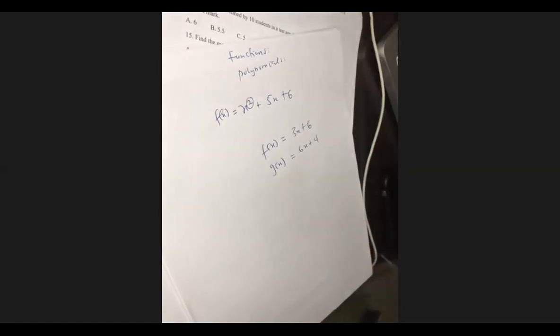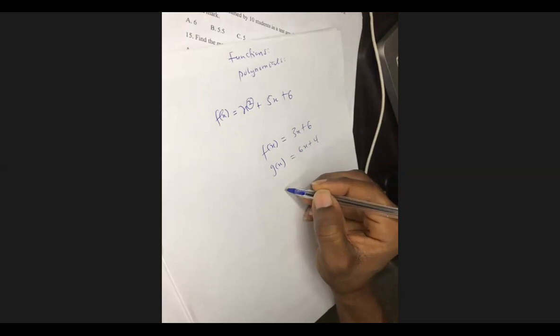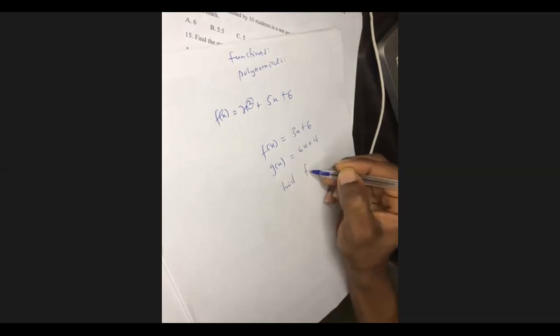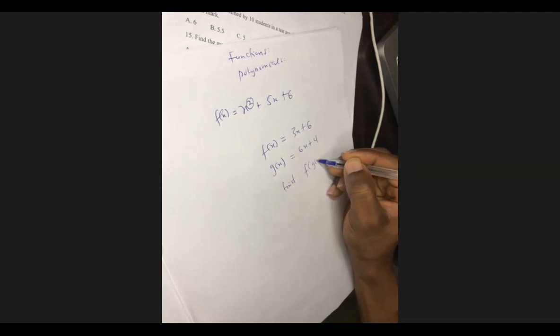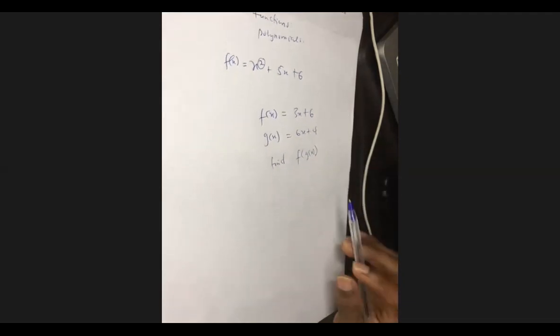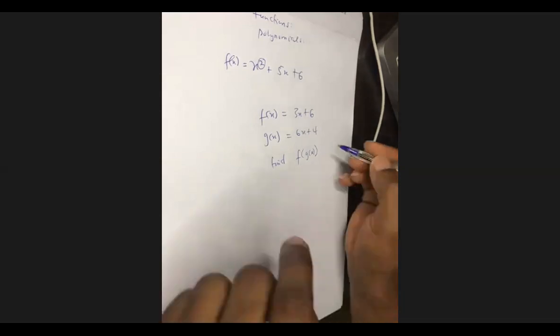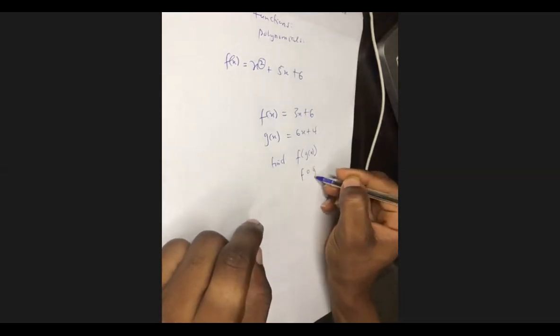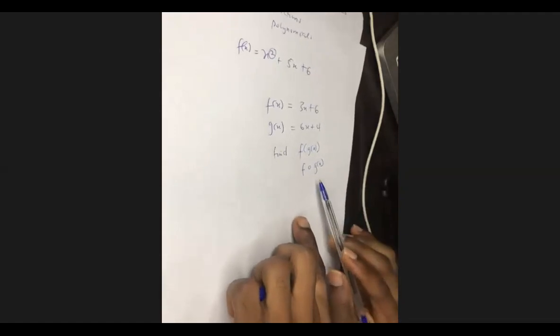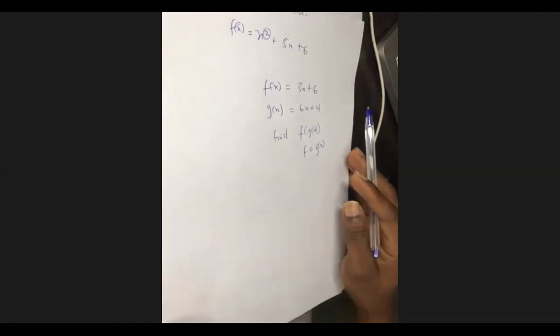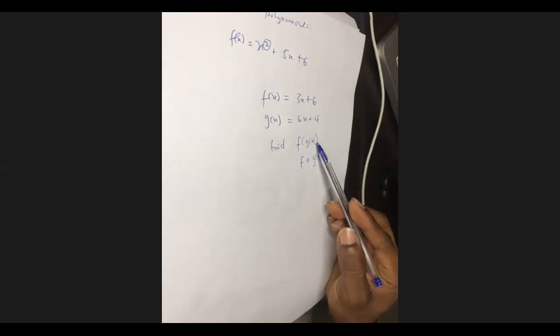f of g of x. Have you encountered something like that? Yes, sir. Now, this is something that is very, very easy. When they give you find f of g of x, or it can also be written as f of g of x, when you see something like this, it is the same as f of g of x.